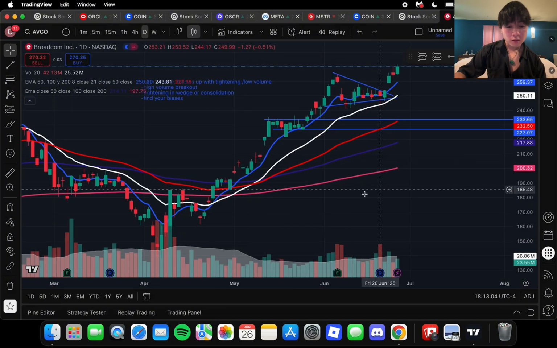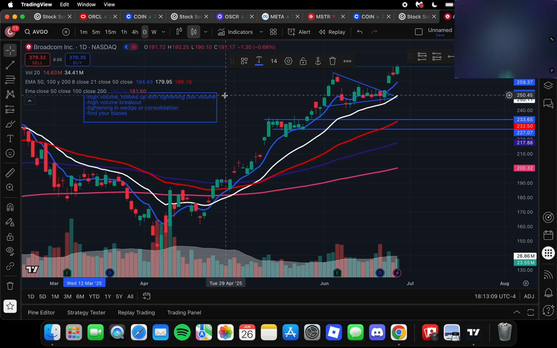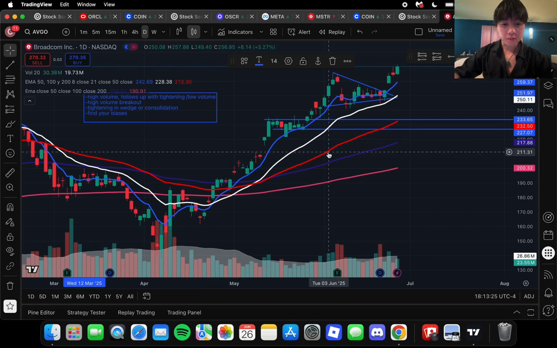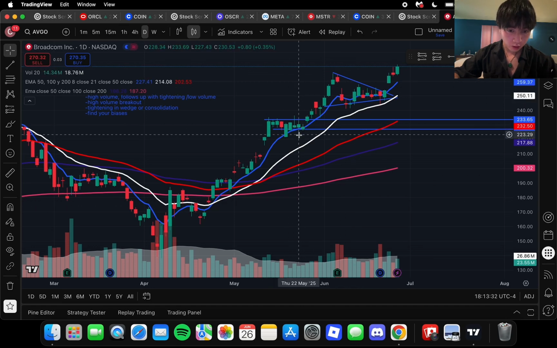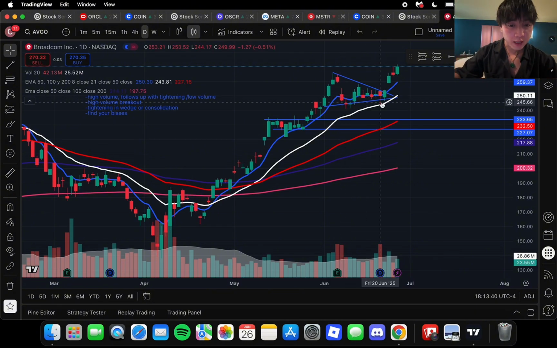Over in Broadcom, my whole entire thing was the same thing, except it's in a tightening wedge. So my strategy here is that I saw it increasing in volume, and the volume was really high, and then it started slowing down on volume, which is creating this tightening wedge.